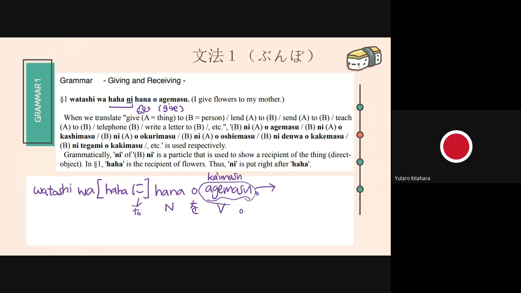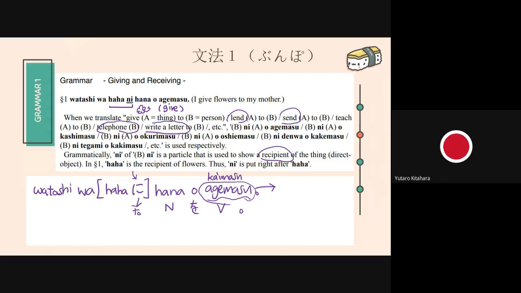Let's see the examples they give you. I can write to someone, I can call someone, I can send to someone, I can lend to someone. So when the verb requires a recipient of the thing, then we use this particle ni. So you all try.